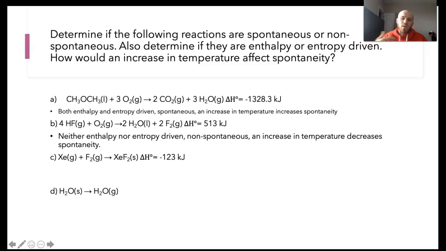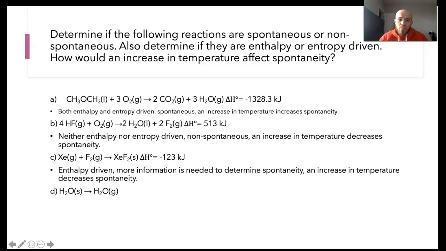So if we keep increasing temperature, we're going to end up with a value that keeps getting more and more positive, because the entropy here would be negative, and a negative times that negative would just become a positive, and so it would just keep getting a bigger and bigger number for our Gibbs free energy. We look at C.